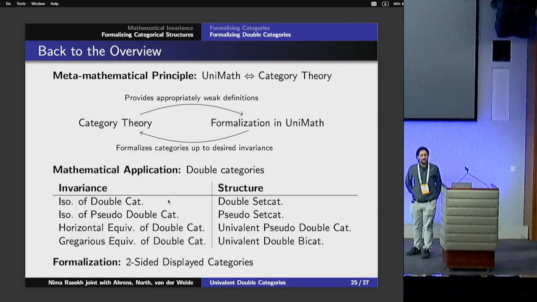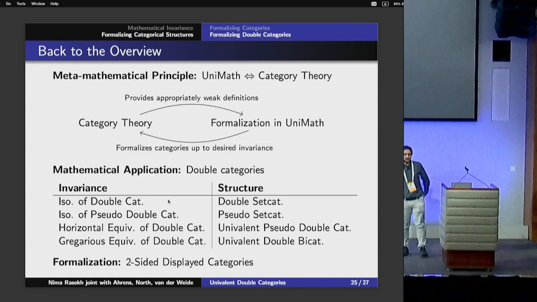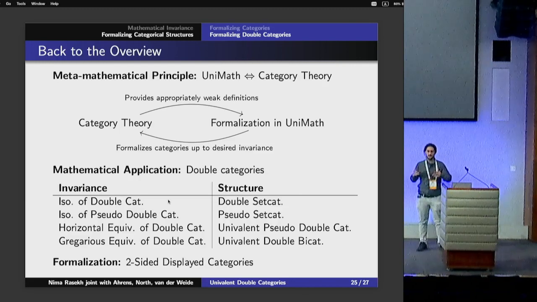Yeah, so in my last minutes, let me now go back to my second slide, I think. So now this slide should make sense, and I can explain a little bit more detail. So what we did is first, we provided this method of translating between formalizing categorical structures and desired invariances. And the interesting thing is that in the translation at the top, it says provides appropriately weak definitions. What's happening is that sometimes when you want to choose the right invariance, you need to add appropriate associators or unitors and so on.